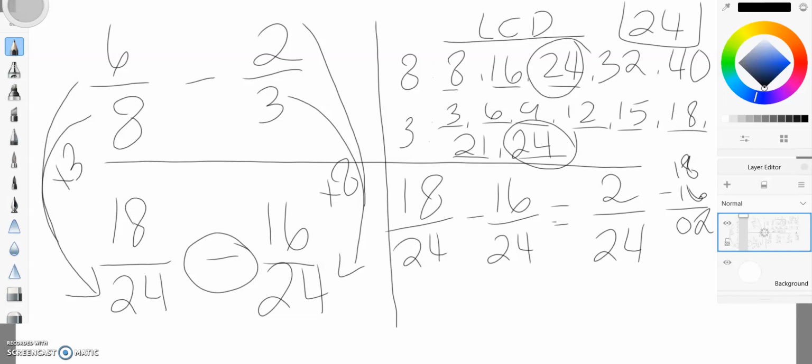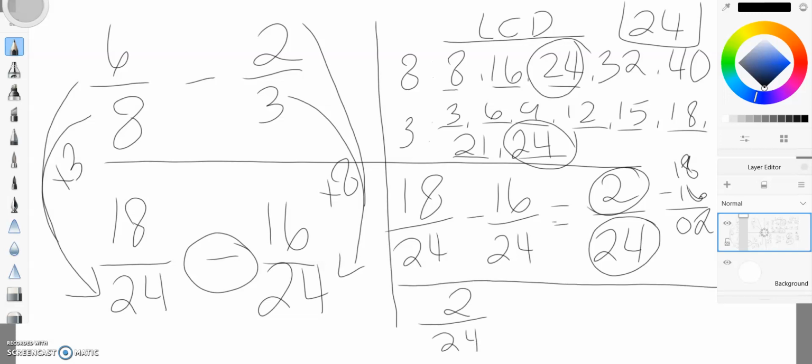Oh, wait. It looks like this answer might be able to be reduced. Now remember, guys, we're going over reducing fractions in class. So what's one thing that the numbers, the numerator and denominator for 2 over 24 might have in common? So now we're just looking at 2 over 24. We're trying to reduce it. So you might think that these numbers are both even. And that's true. 2 is an even number and 24 is an even number. So if they're both even, I could divide both by 2.